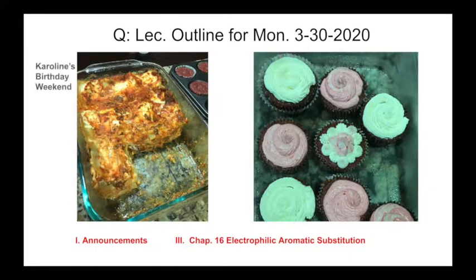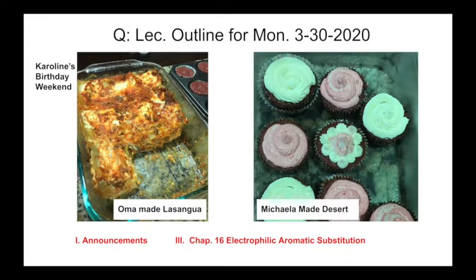This weekend was my wife's birthday, so Oma made lasagna, and Michaela made these incredible desserts, these cupcakes, so good. And she made a chocolate ganache raspberry chocolate cake with a raspberry cream filling.